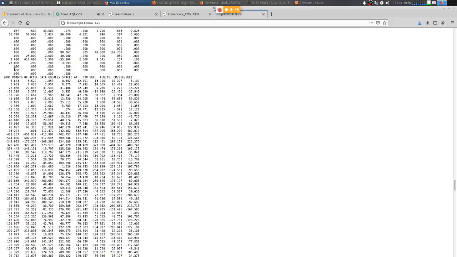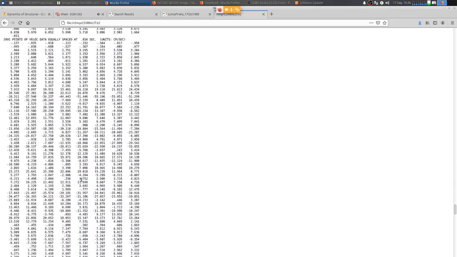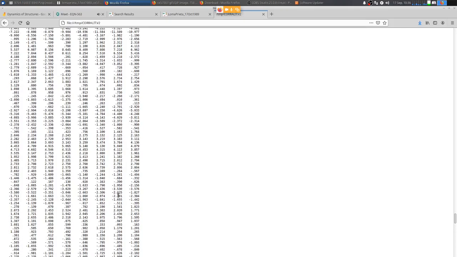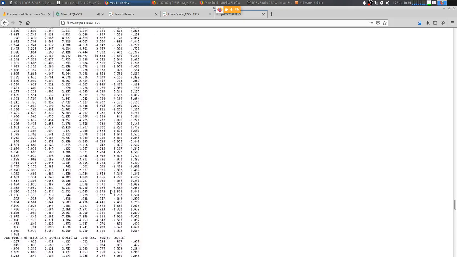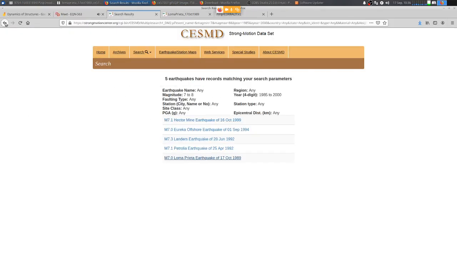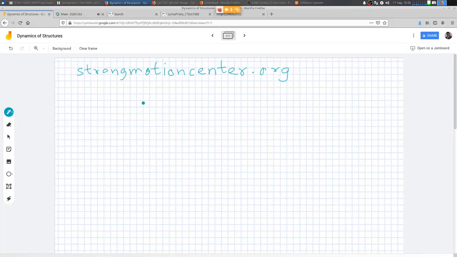So again here you have one extra data point, 2001 points at 0.02 second. So this is how strong motion data looks, and you can download the data for any earthquake from the Strong Motion Center web page, CSMD strong motion data set, and that can be used for your analysis. Once you do that, you have the excitation ready.